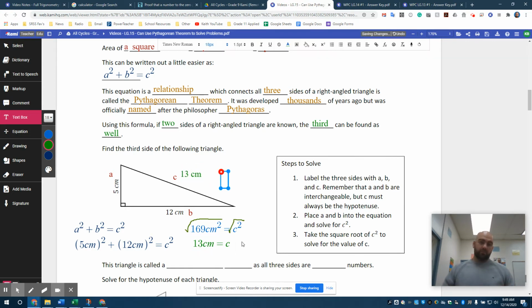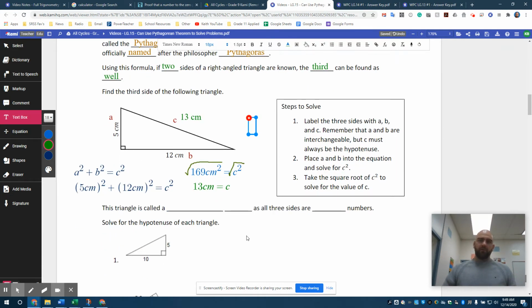Now this turned out to be a really nice one. 169 is a perfect square. So we can recognize it as a very nice number, but not all of them are going to be like that. Some are definitely going to give us decimals, just like we saw when we solved for square roots of numbers. Because we're doing a square root, it's often going to give us a decimal unless we're given a perfect square. Now this one right here, you'll notice that we have 5, 12, 13, no decimals. This is called a Pythagorean triple, as all three sides are natural numbers.